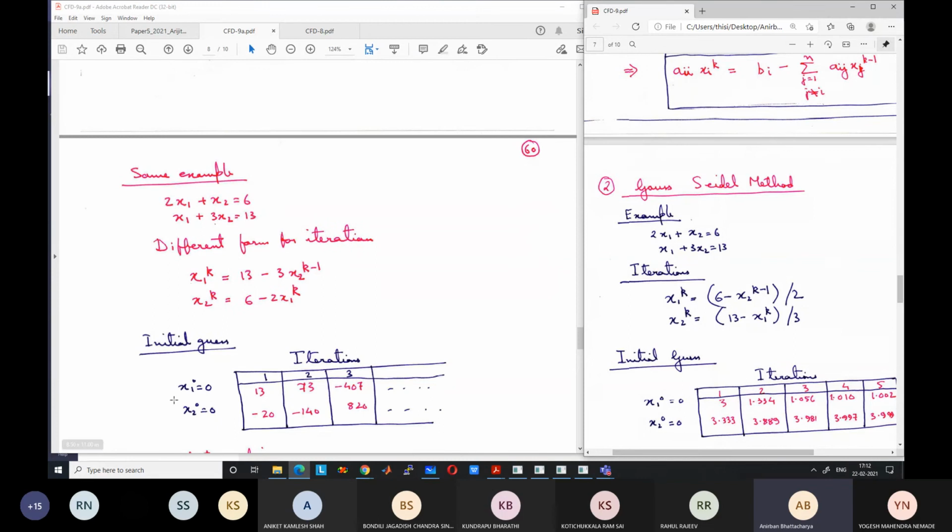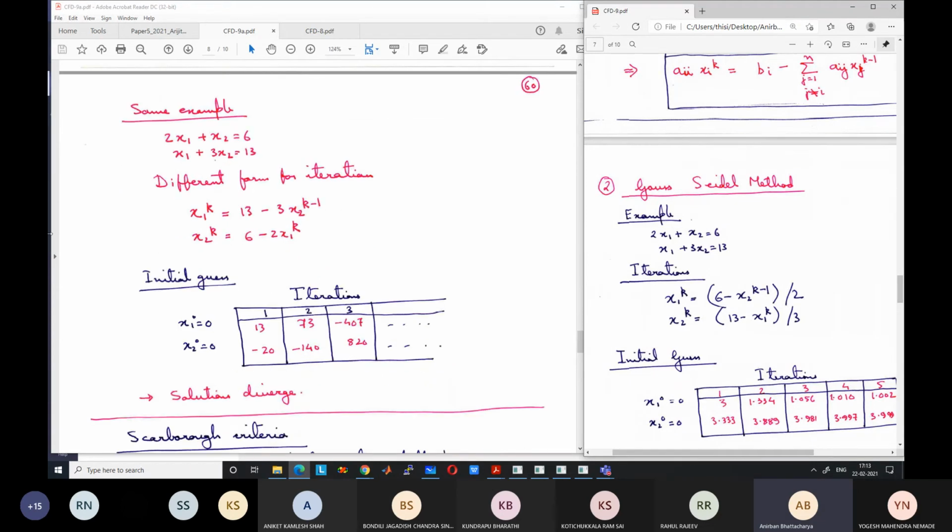Our initial guess is again 0, 0. So 13 minus 3 into 0 is 13. So the first iteration x1 value is 13. What about x2? Because x1 is 13, 6 minus 2 into 13. So 6 minus 26 is equal to minus 20. So this value is minus 20.